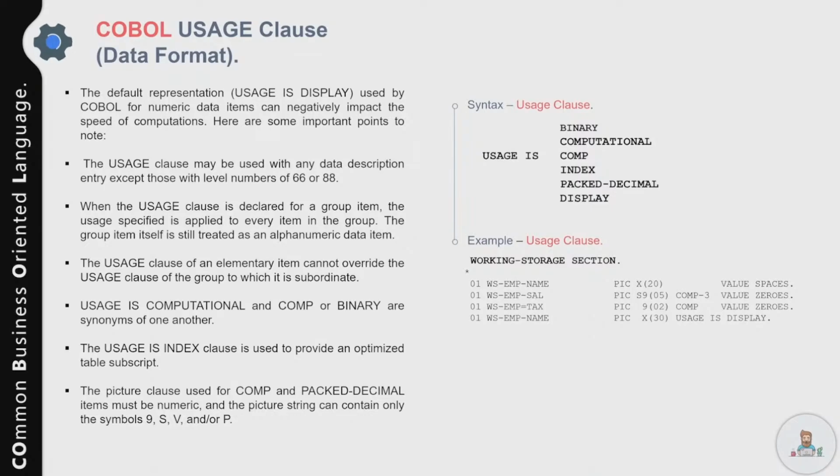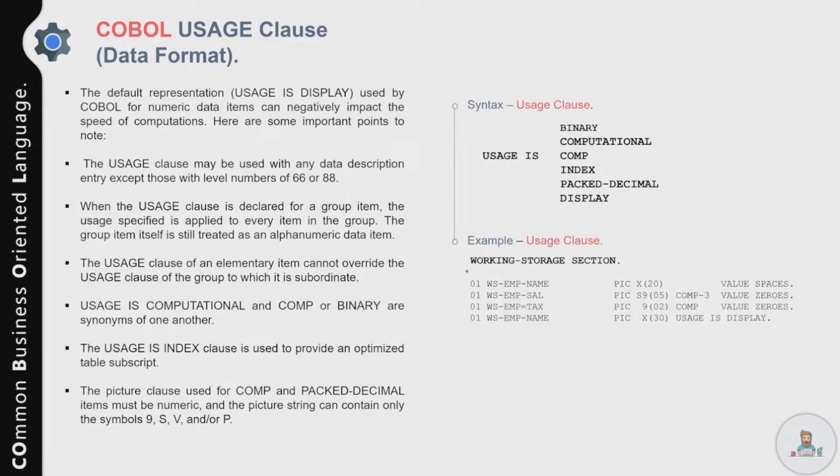In this case, we have actually used PIC S9 of 5 COMP-3, and the initial value is 0. The S in this particular variable definition denotes the sign, and it is used to retain the sign, whether it is negative or positive. Of course, this is a salary, so it will always be positive.